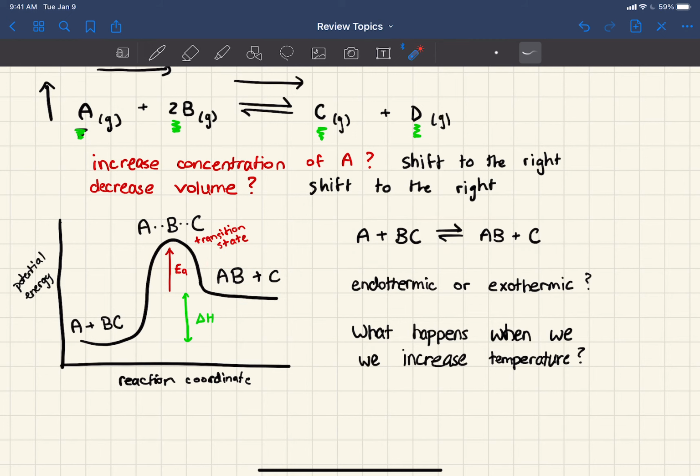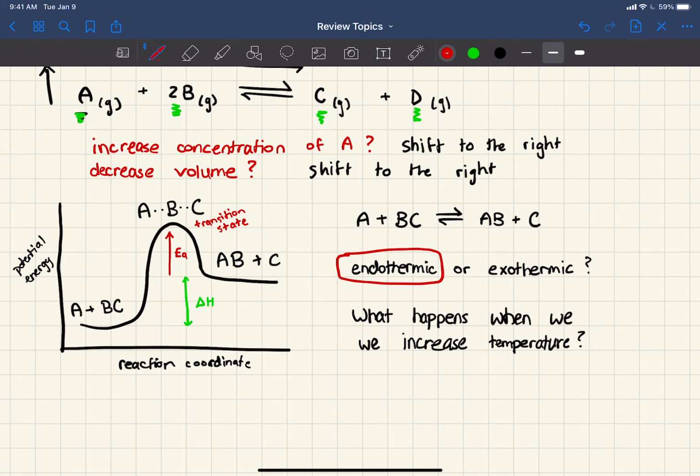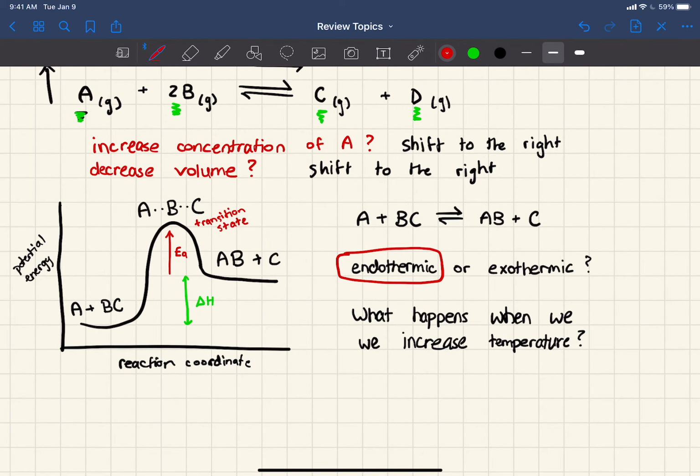So what we notice is that there is an increase in enthalpy, right? And so that means we're adding energy to the system. This right here is energy that we've added to the system. And when we do that, we go from A plus BC to AB plus C. So that means that this must be an endothermic reaction because we're adding energy to the system. Okay, and so this next question builds off that.